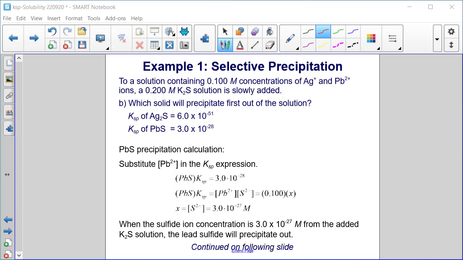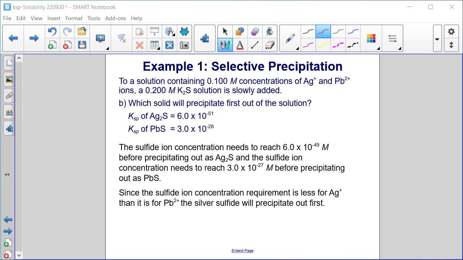All right, let's repeat this now for the lead sulfide. We're given the Ksp as 3 times 10 to the minus 28. And we know that the Ksp expression for the lead sulfide is the lead concentration times the sulfide ion concentration. Remember, we're trying to find the sulfide ion concentration. So the lead concentration is given as 0.1 molar. We solve for the sulfide ion concentration and get 3 times 10 to the minus 27. So once we've added a concentration of sulfide ion equal to that 3 times 10 to the minus 27 from the added potassium sulfide solution, the lead sulfide will precipitate out.